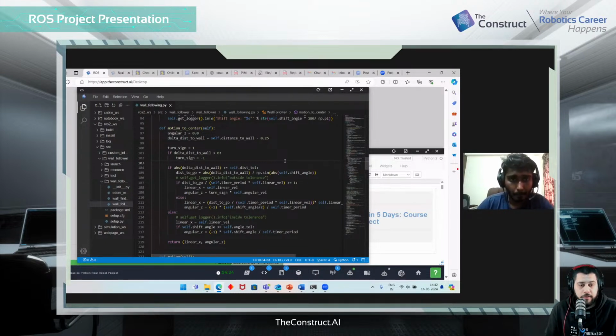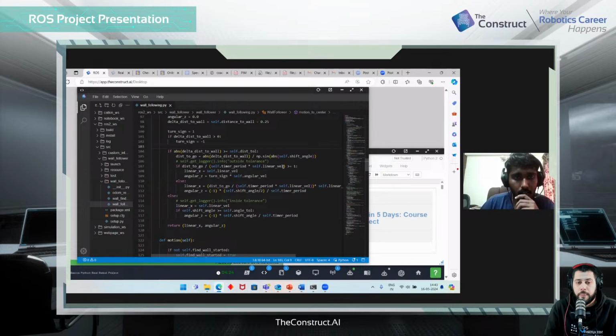But that's not part of the service, right? No, it's not. It's part of the action? No, I mean it's in your wall following, but it's not part of the service server, and neither is it of the action. I believe it's not part of the service, that is for sure.